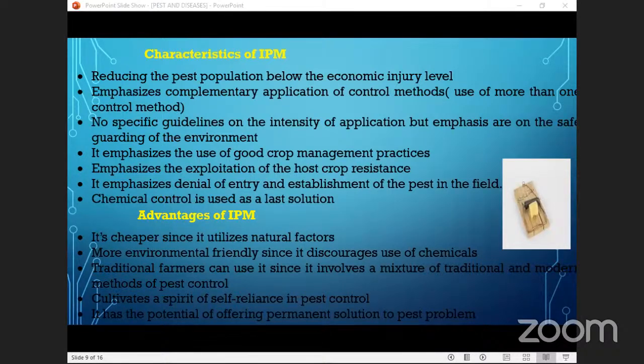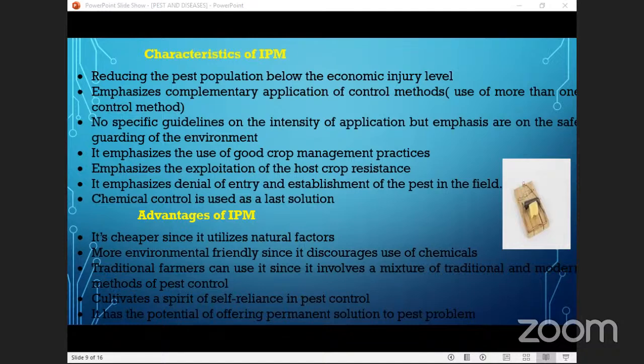All right, thank you. Number one, it does reduce the population below the economic injury. Economic injury is when the damage caused to the crop reduces the amount of money that is supposed to be harvested. Much damage leads to losses. That is what we call high economic injury. And then the other is emphasizes complementary application of control measures or methods. You use different methods to control a certain pest, not only one.